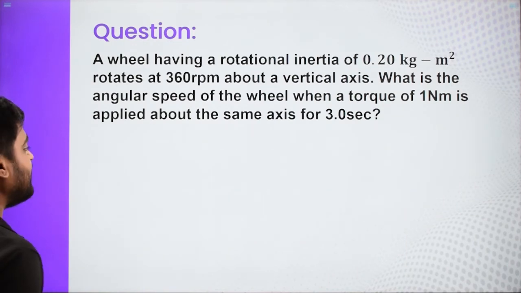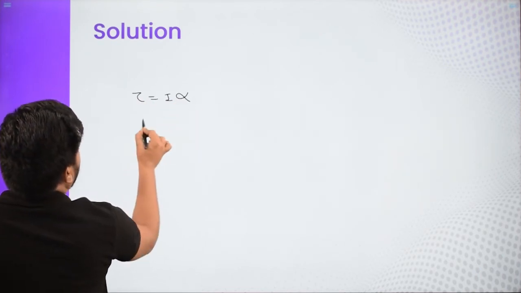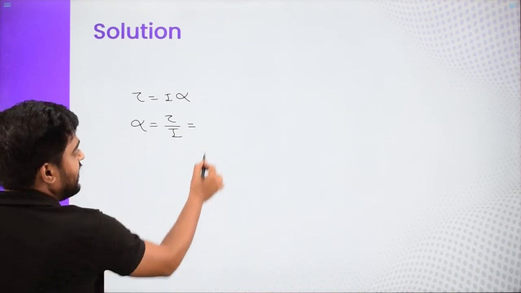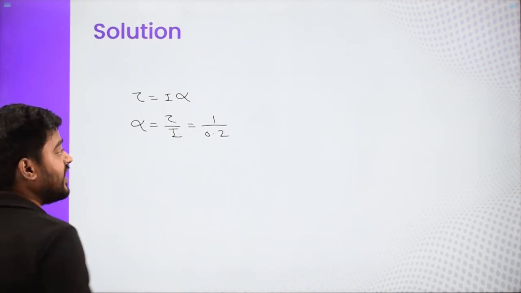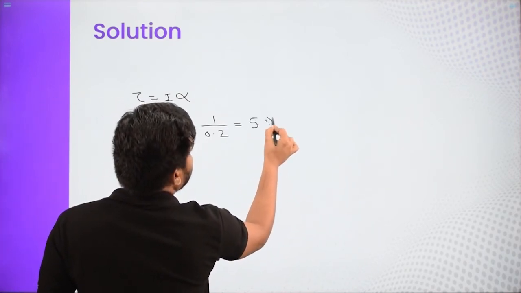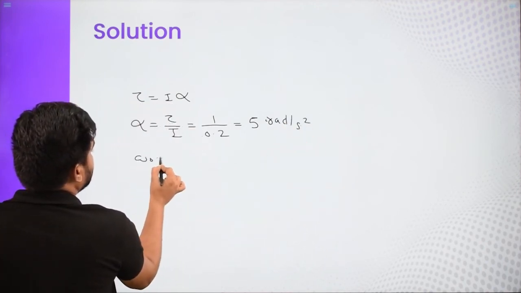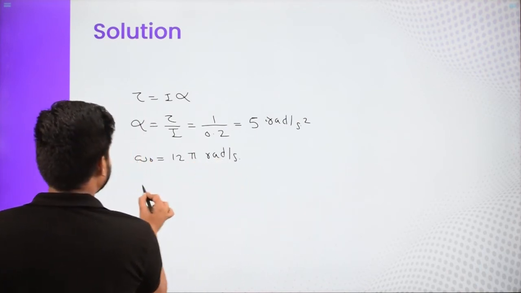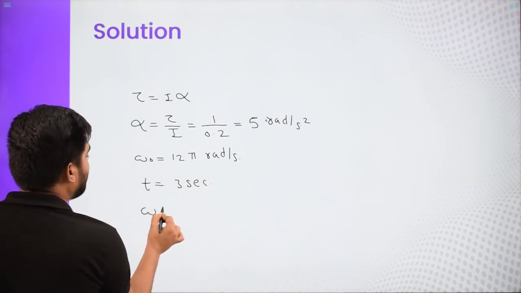So let us utilize that. We already know that torque is equal to I alpha. So alpha is nothing but torque by I. Torque is 1 Newton meter and moment of inertia is 0.2 kg meter square. So when we solve this, we get 5 radian per second square. The omega naught is already given, 12 pi radian per second. Time is given as 3 seconds and we need to get the omega final.